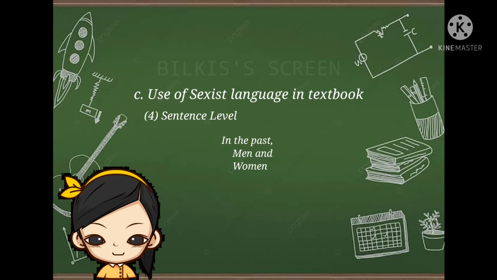The last level is sentence level. In the past, men had roles outside the home such as working to make ends meet, while women were more involved in domestic matters such as taking care of children, cleaning the house, cooking, and etc. But nowadays, women not only take on domestic roles, but also can work like a man.